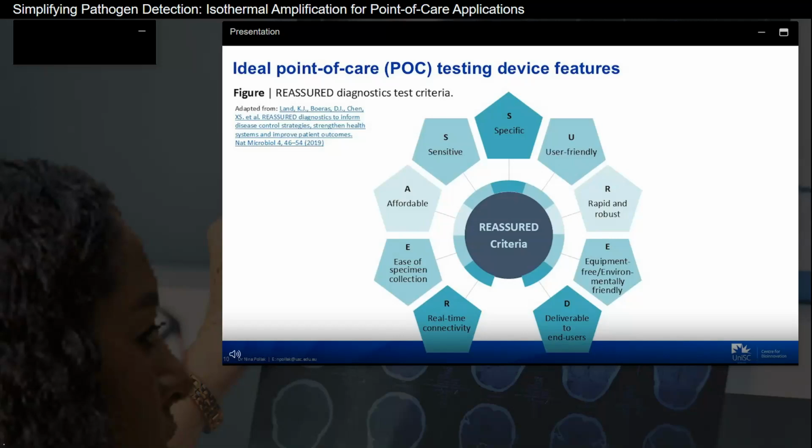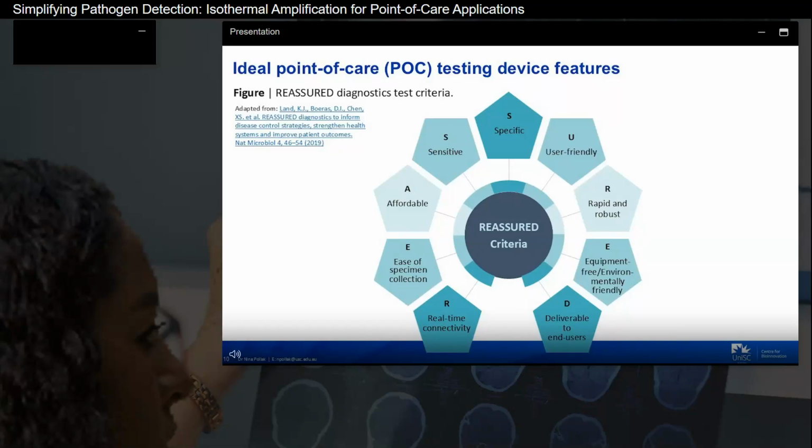It should require minimal training and be straightforward to use, allowing anyone to perform the test efficiently. R for rapid and robust. We know speed matters. The test should deliver results quickly, ideally within 15 minutes, 2 hours the most, ensuring that treatment can begin without delay. Plus, it should be robust enough to withstand the supply chain, including storage conditions.